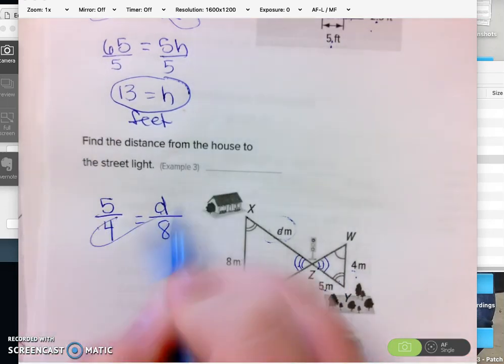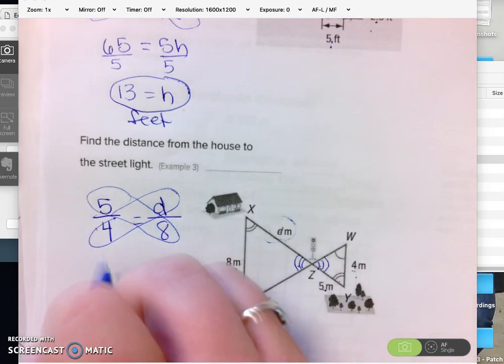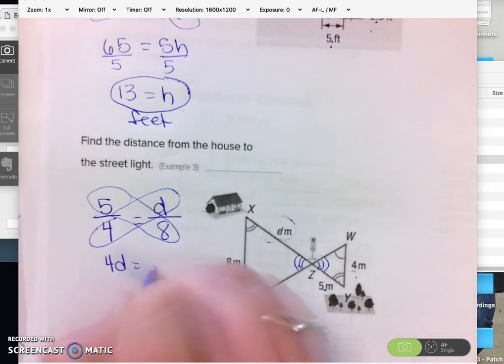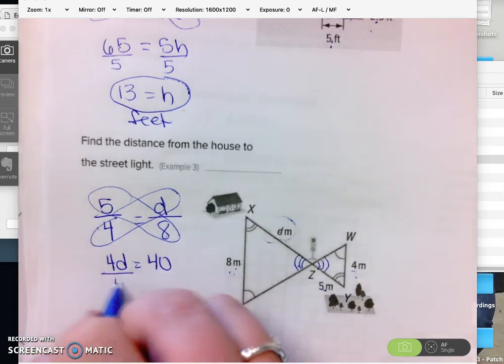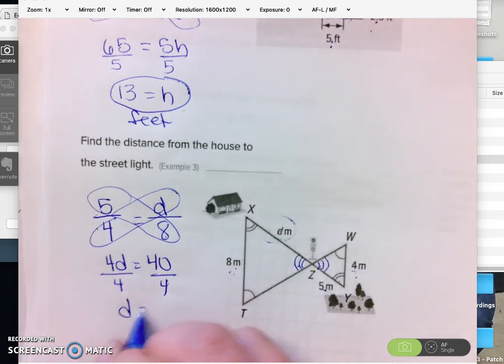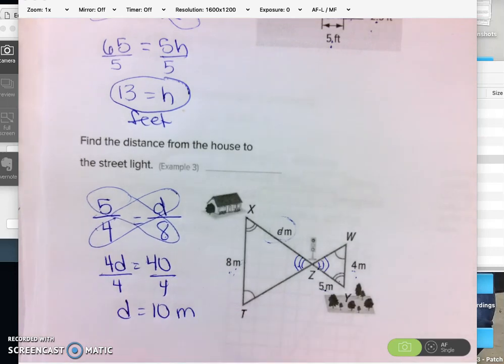Okay, I want to solve my proportion. So I have 4D equals 5 times 8, which is 40. I can divide by 4 on both sides, and D is equal to 10. We want to make sure to label.